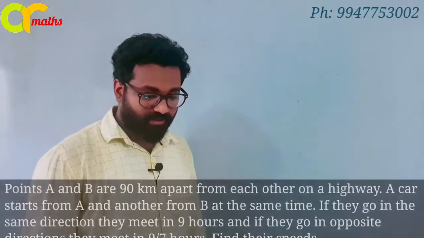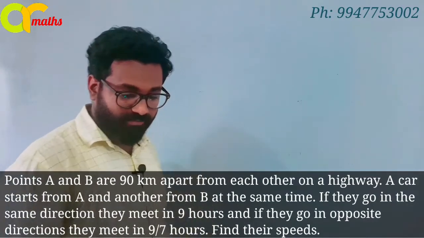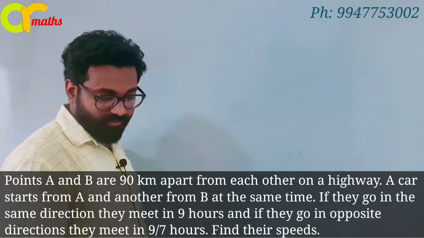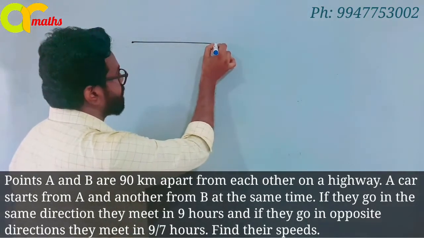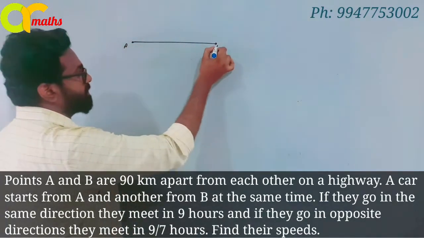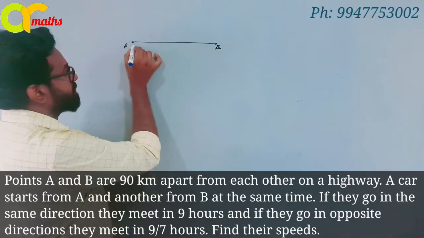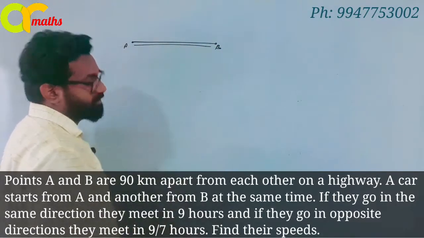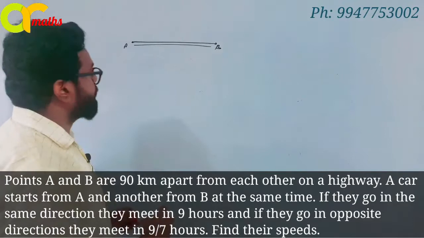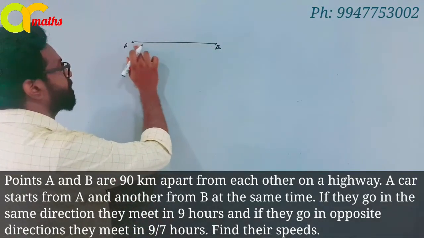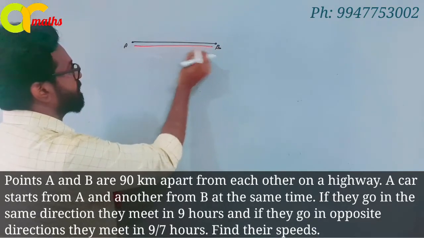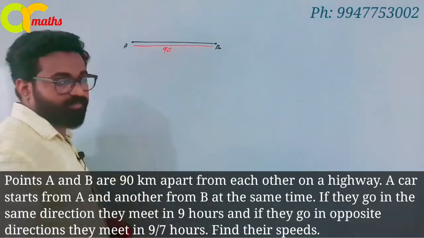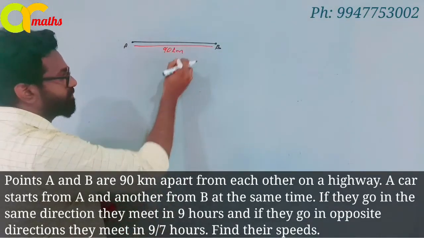Points A and B are 90 km apart from each other on a highway. This is A, this is B. The distance is 90 km.